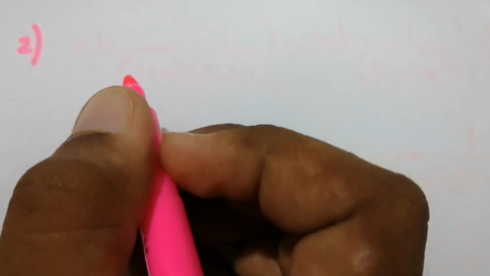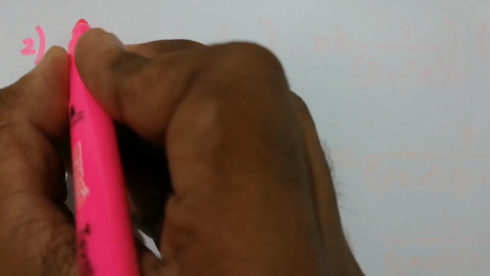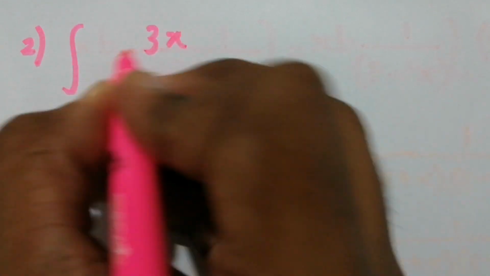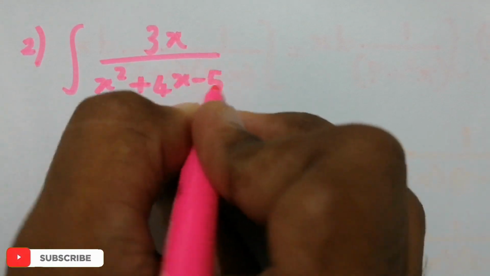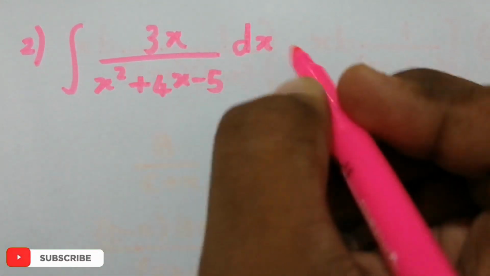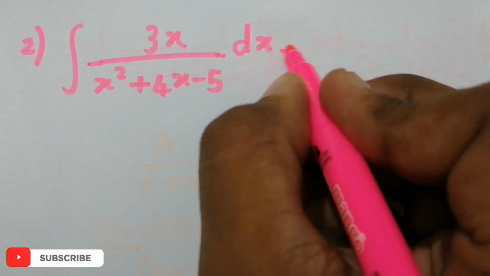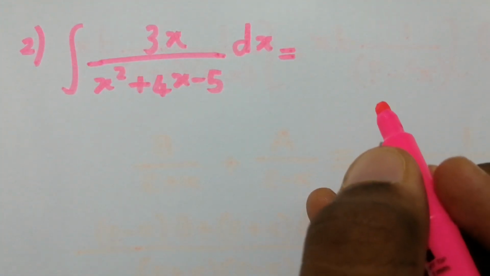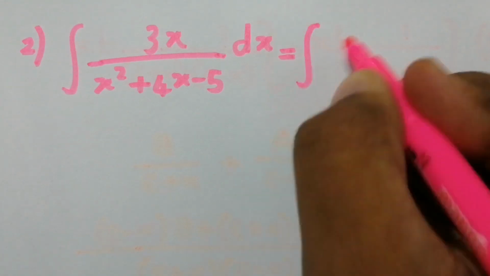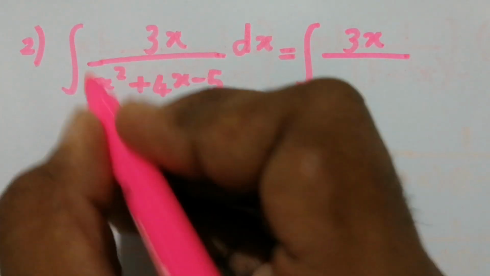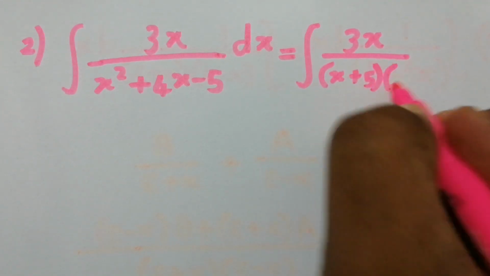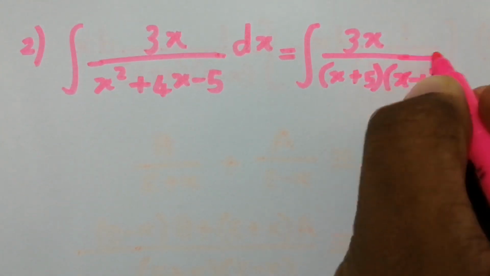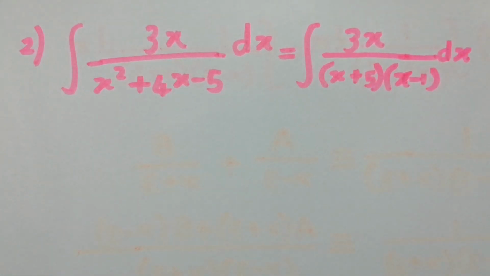The next example is the integral of 3x upon x squared plus 4x minus 5 dx. Before making the partial fractions, I have to factorize the denominator. That is 3x upon, the factors of the denominator being x plus 5 times x minus 1, dx.